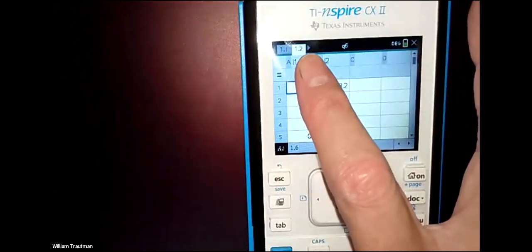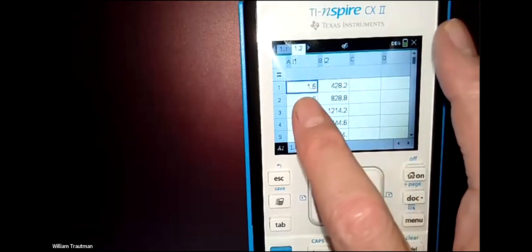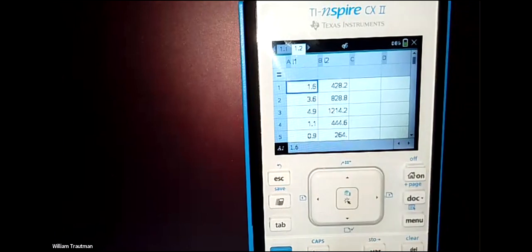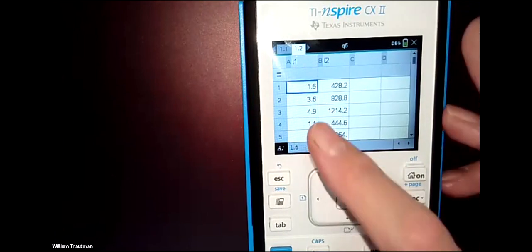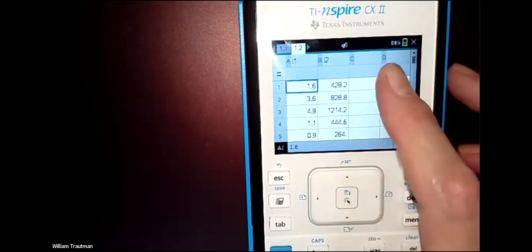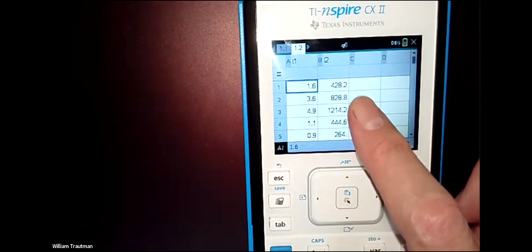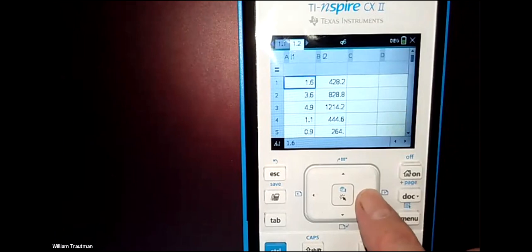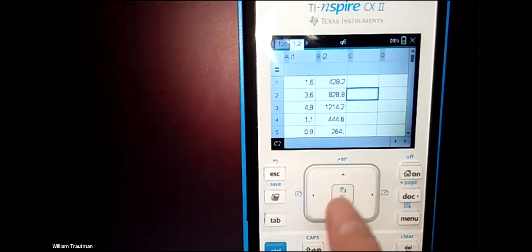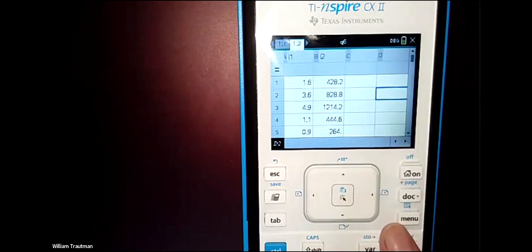I created a new page. I labeled my list L1 and L2 at the top. If you look at question 6, this is the data: 1.6, 3.6, 4.9, 1.1, and so on, and then the other data: 28.2, 8, 28.8, and so on. So I have all my data typed in. Over on the right-hand side, it doesn't matter where, we want to find the correlation coefficient.